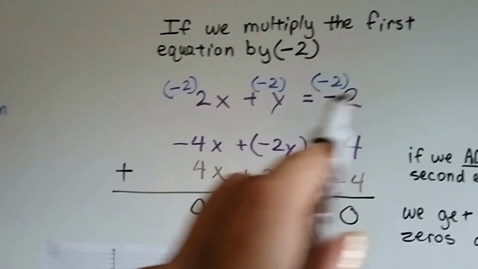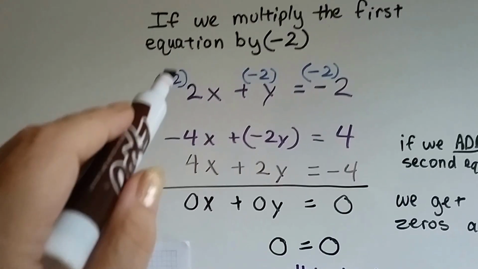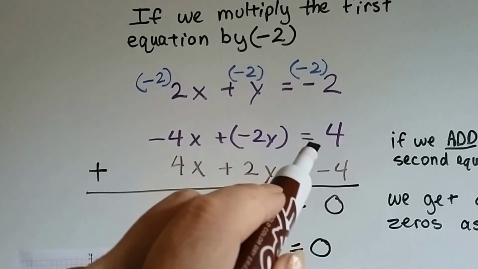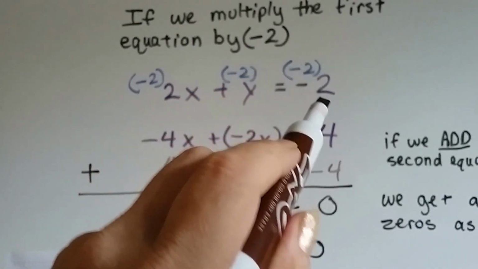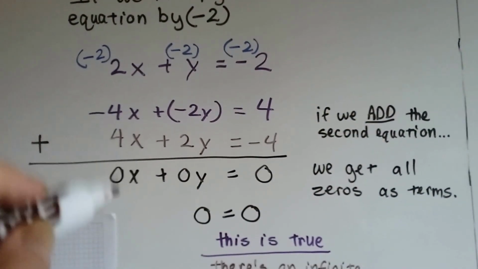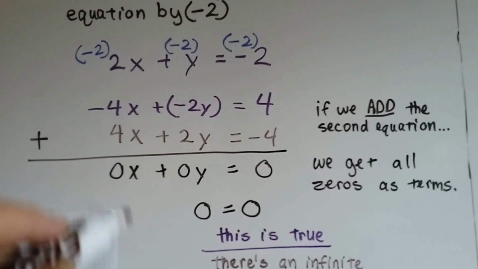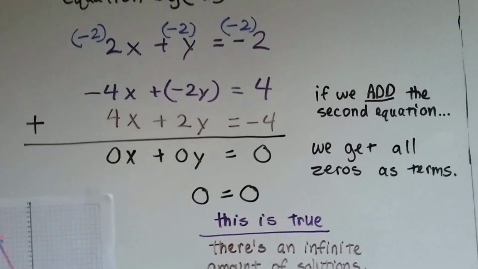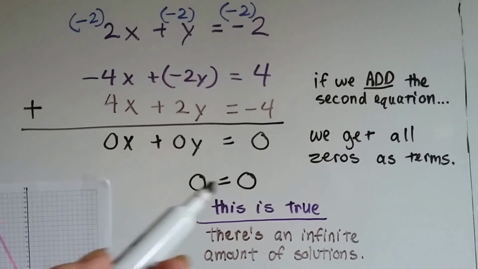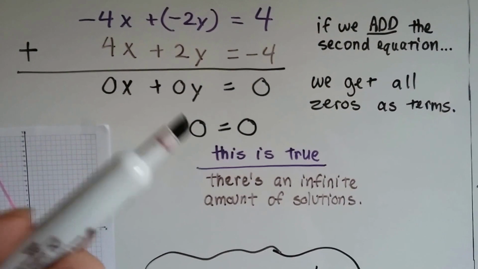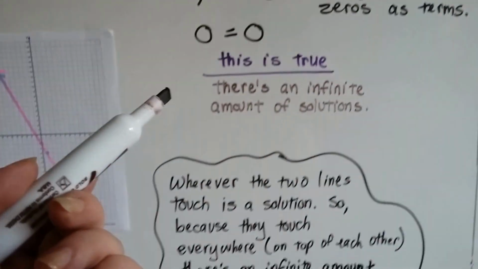Well, what if we multiply that first equation by a negative 2, instead of multiplying it by 2? Then we get negative 4x plus a negative 2y equals 4, because negative 2 times negative 2 makes positive 4. And if we add the second equation for elimination, we get a 0x plus a 0y equals 0. They're all zeros, and it says 0 equals 0, and that's true. When an equation's true, that means there's an infinite amount of solutions.